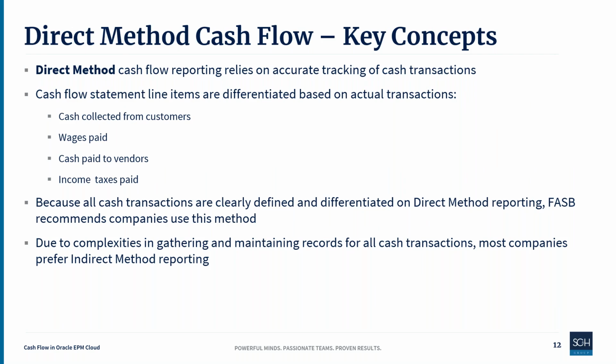In terms of what these look like, direct method cash flow reporting, like we talked about, relies on accurate tracking of all of your transactions. So for example, cash collected from customers will be a line item, wages paid would be a line item, income taxes paid will be a line item separately. Because all of these transactions are clearly defined and differentiated, FASB recommends using this method. However, due to the complexities with this method, you'll see most companies prefer the indirect method to simplify the process along.